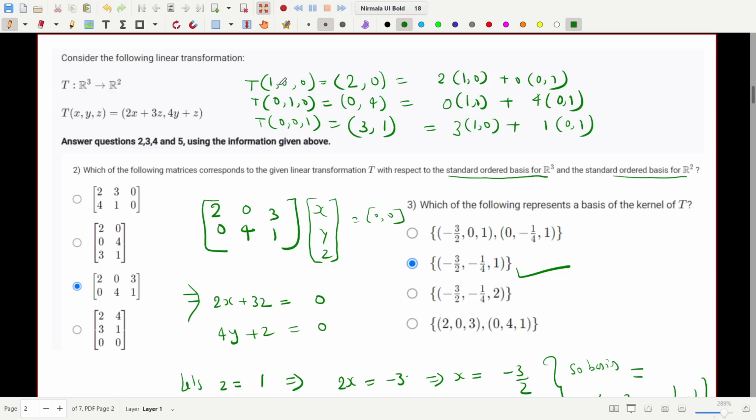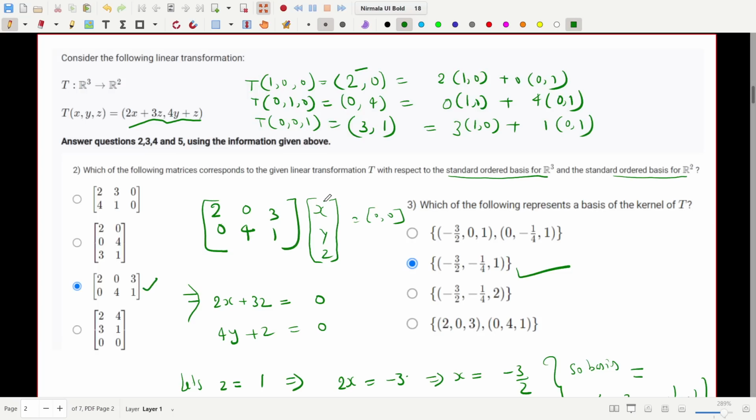For that, write down the basis, and as per the given representation, we got the transformation of (1,0,0) is (2,0), and write down this vector in the form of the basis of R2. So it will be (2,0), it will be (0,4), and it will be (3,1). So the matrix will be 2 0, 0 4, 3 1. Third option is right.